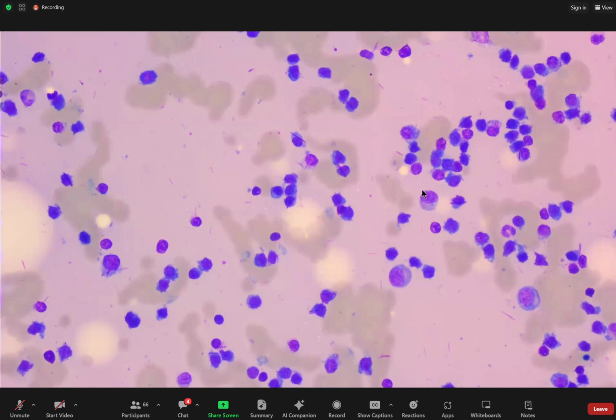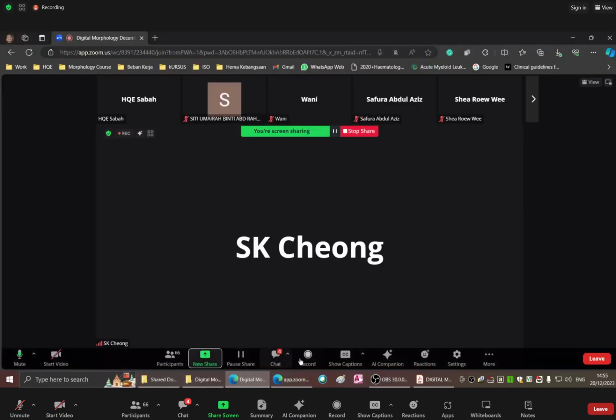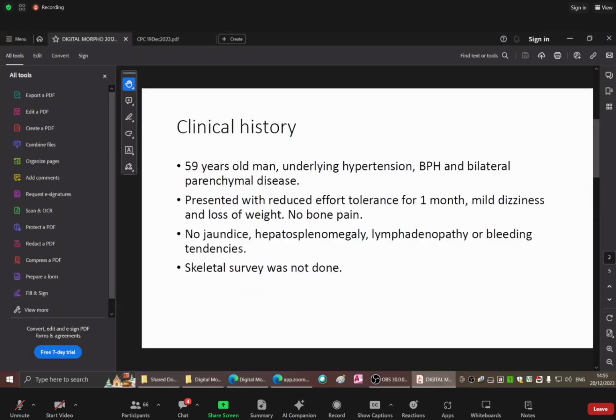Yeah. But after this, we will show you another case that has a similar kind of story. Let's see whether there is any comment from other people. If not, then we proceed to the second case, which is also a plasmacytic problem, and let's see how it goes.